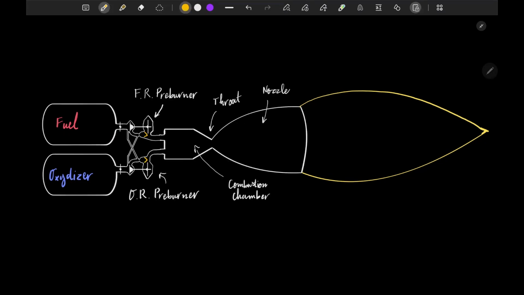Full flow staged combustion cycle is the combination of oxidizer-rich closed cycle and fuel-rich closed cycle, such that we have two pre-burners, fuel-rich and oxidizer-rich. Each runs its own turbine. In the end, fuel-rich and oxidizer-rich exhaust gases are directed to the combustion chamber. After analyzing three main types of rocket engines, all of them perform the task of elevating our spacecraft to LEO.